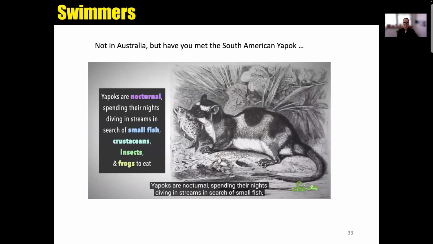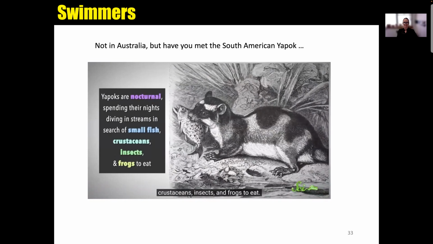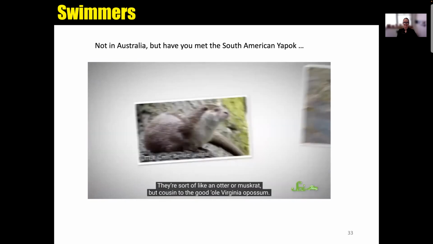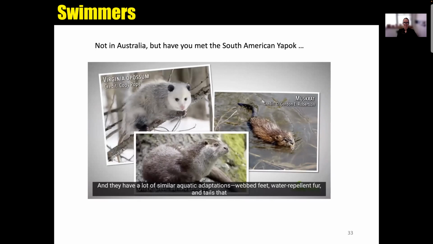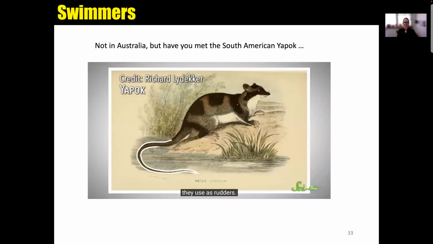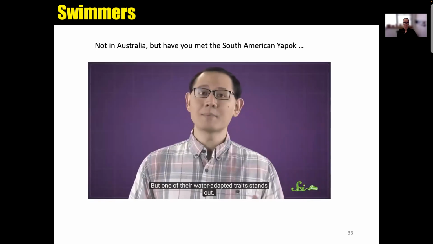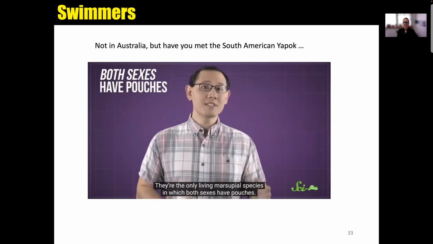Yapoks are nocturnal, spending their nights diving in streams in search of small fish, crustaceans, insects, and frogs. They're sort of like an otter or muskrat, but cousin to the good old Virginia opossum. And they have a lot of similar aquatic adaptations: webbed feet, water-repellent fur, and tails that they use as rudders. But one of their water-adapted traits stands out. They're the only living marsupial species in which both sexes have pouches.